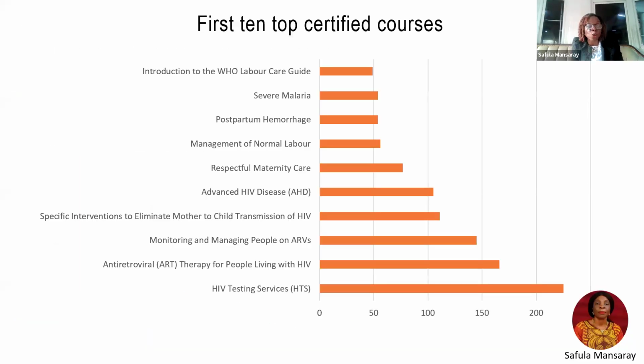First, the top 10 certified courses. Yes, this is the one. As you can see, topping the list, they are turned from the bottom. You can see about 230 of these participants did these courses successfully, starting from HIV testing services to antiretroviral therapy for people living with HIV, monitoring and managing people on ARVs, specific interventions to eliminate mother-to-child transmission of HIV, advanced HIV care, respectful maternity care, management of normal labor, postpartum severe malaria, and introduction to the WHO labor guide.